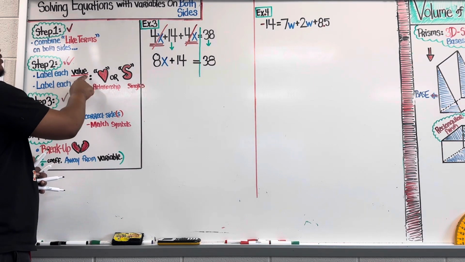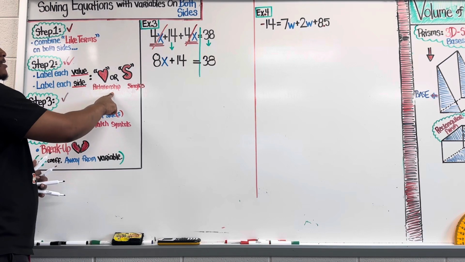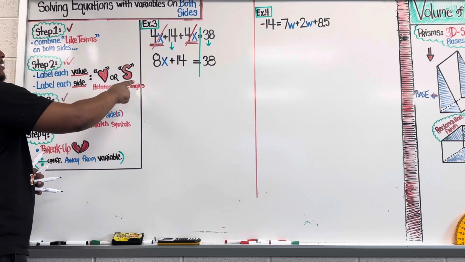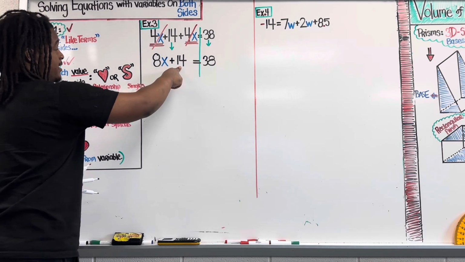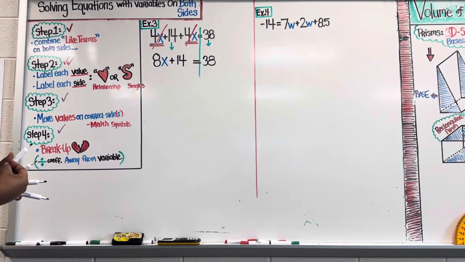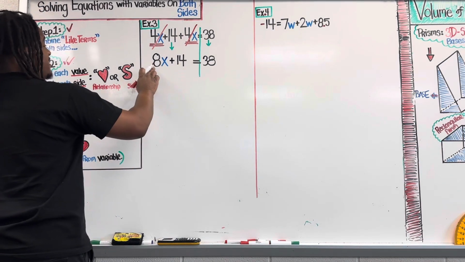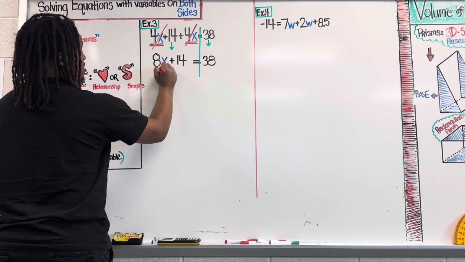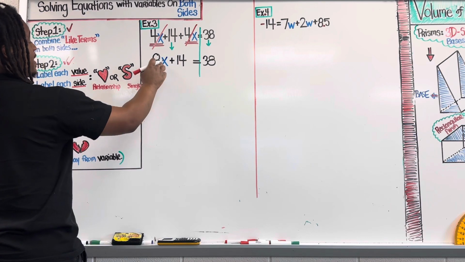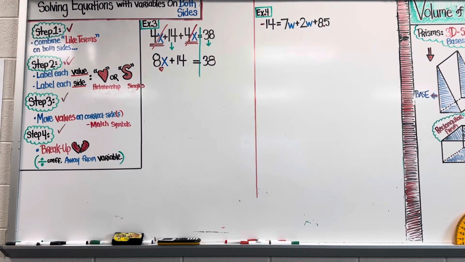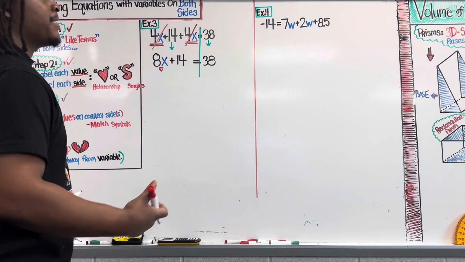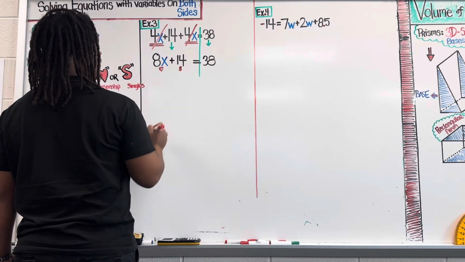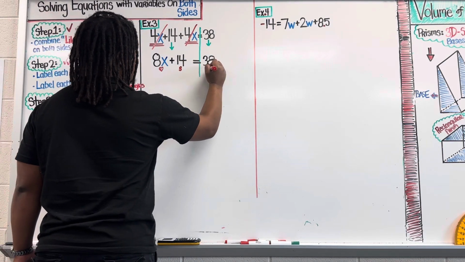We're going to label each value either a heart, which represents a coefficient in a relationship or an operation with a variable, which is x in this case, or a single, S, which represents any number that's not attached to x. So 8 is a value and x is an unknown value, and together they make a relationship because there's an operation between them, which is 8 times x. So I'm going to put a heart underneath 8x. 14 is not attached to an x, so that means it's not in an operation or a relationship. So I'm going to put S underneath 14 representing single, and the same thing for 38.